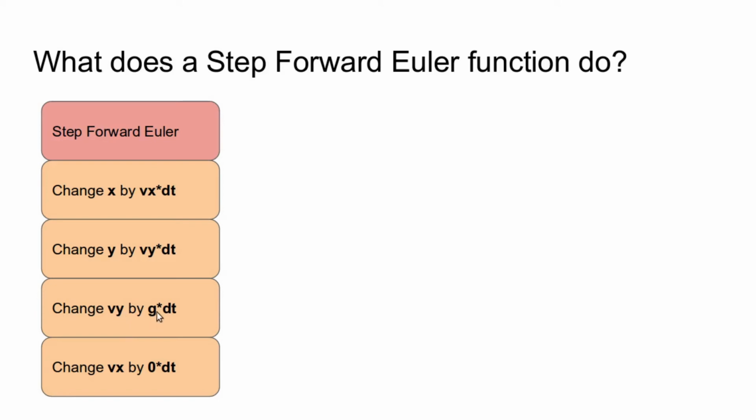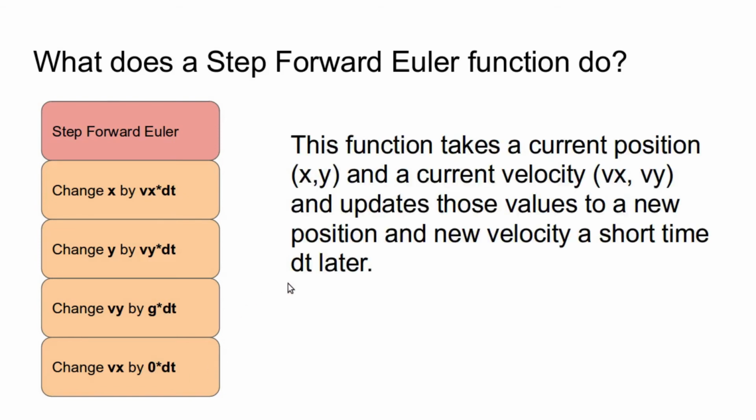Vy is updated by the rate of change of y, which is g, and vx is updated by, oh, it's not updated at all, so I don't really even need this block, but I put it here for symmetry reasons because it looks nice. This shows me that there's no gravity acting in the x direction. So that's pretty simple. This function takes an input, xy, position, and velocity, vx, vy, and it updates those values to a new position and velocity a short time dt later.